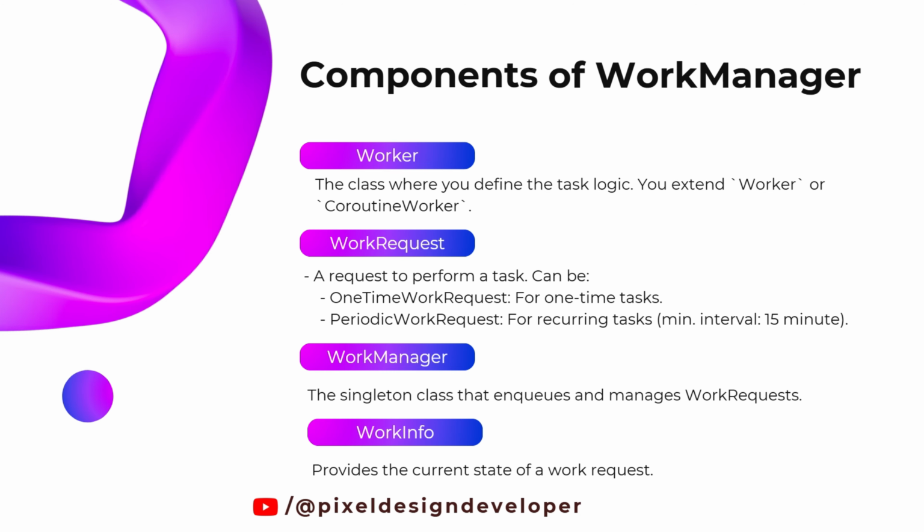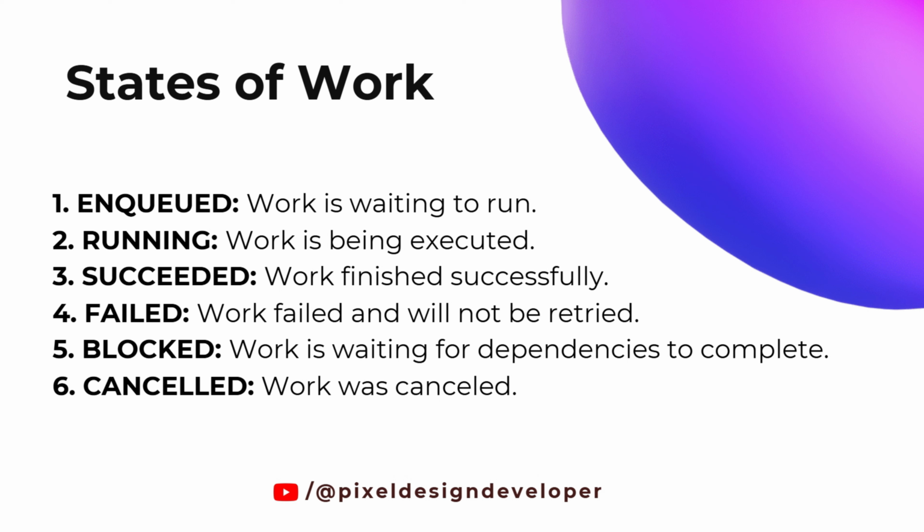Let's talk about the different states of WorkManager, which help you track the progress of your tasks. 1. Enqueued. First, we have the enqueued state. This means the task is scheduled and waiting for the right conditions to start, like network availability or charging. 2. Running. Once those conditions are met, the task moves to the running state, where it is actively being executed. 3. Succeeded. If everything goes as planned, the task enters the succeeded state, indicating it completed successfully.